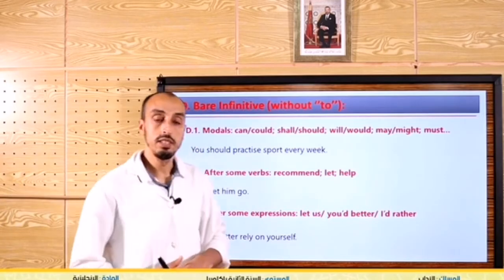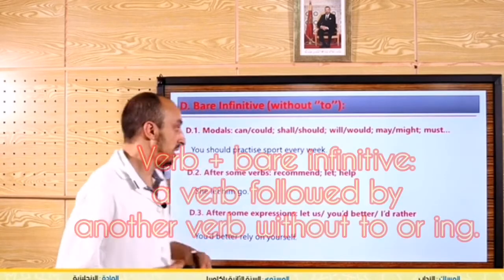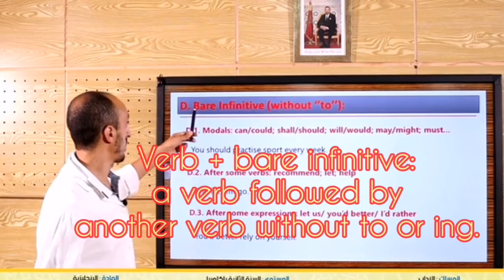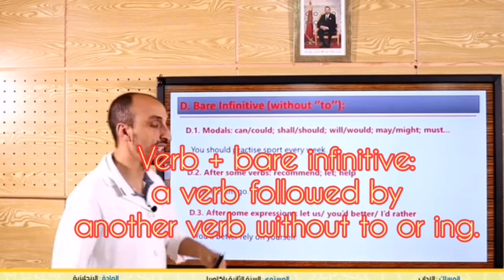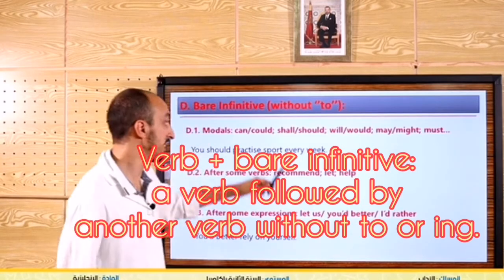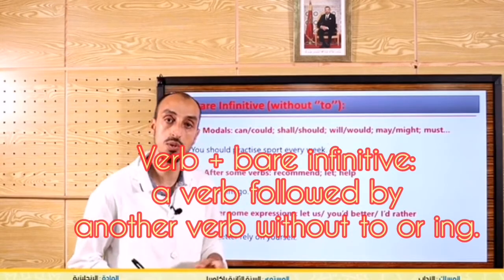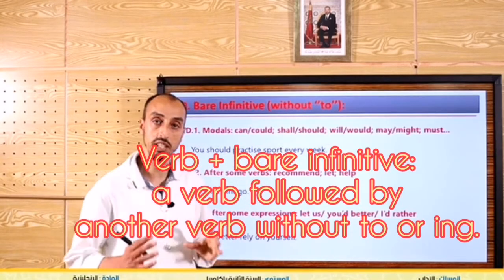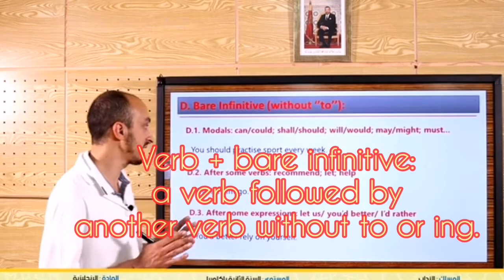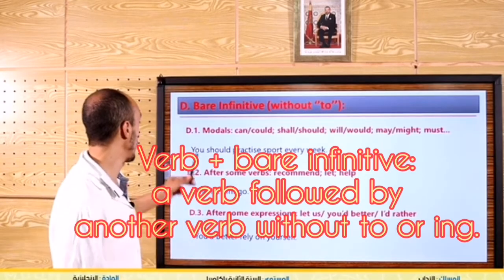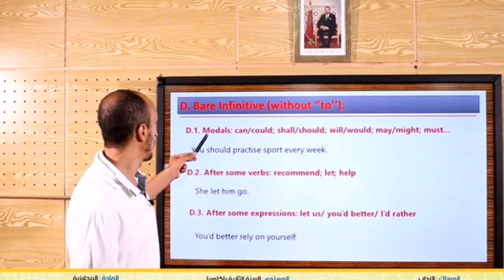So in the final exercise, we are going to have a look at bare infinitive. Bare infinitive is the verb without to, in contrast to a full infinitive. Full infinitive is to plus verb. Bare infinitive is verb without to.